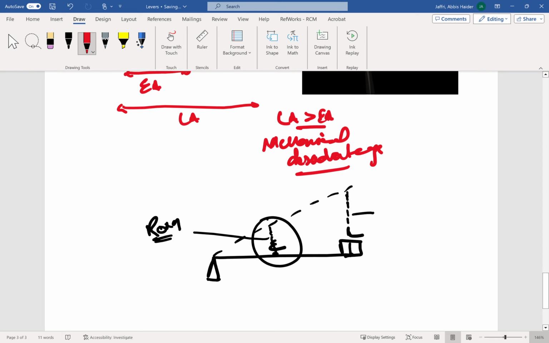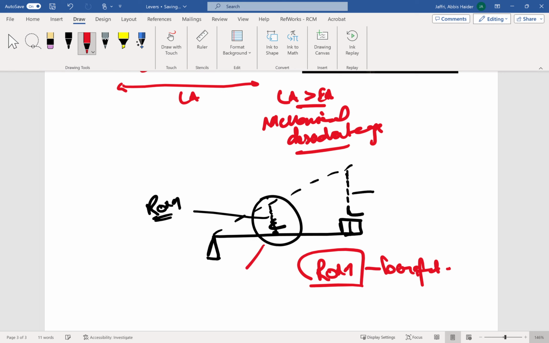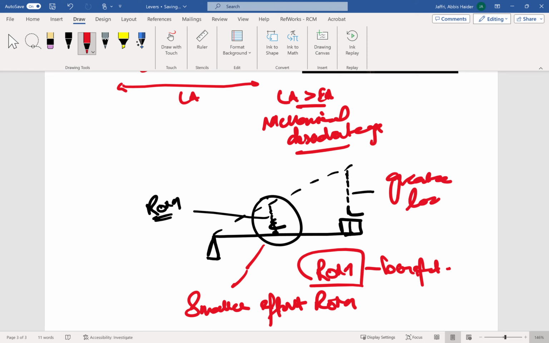But what we basically know here is that although it is at a mechanical disadvantage, this sort of lever provides us range of motion benefits. Okay, so as you can see here, with a smaller effort range of motion, effort ROM, you can produce a greater load ROM. So right now when I'm writing this, we do most of our daily living activities. Most of these follow this principle.